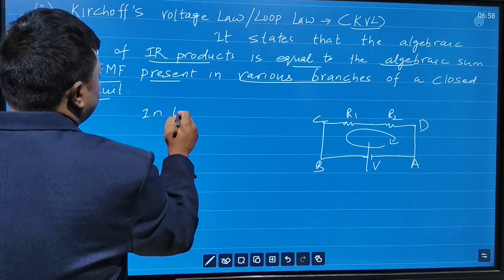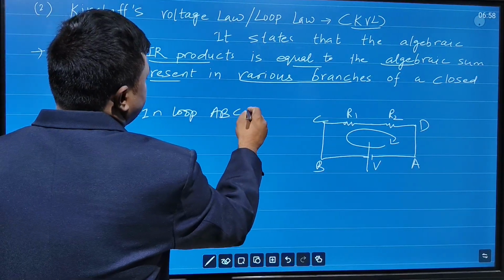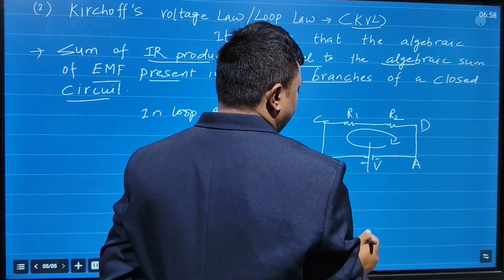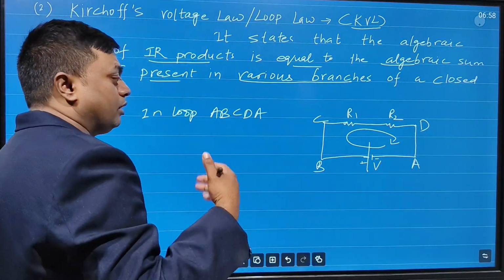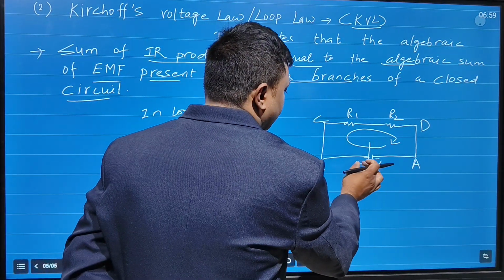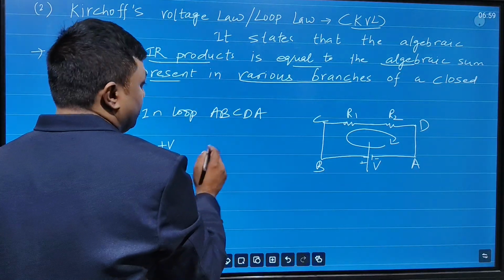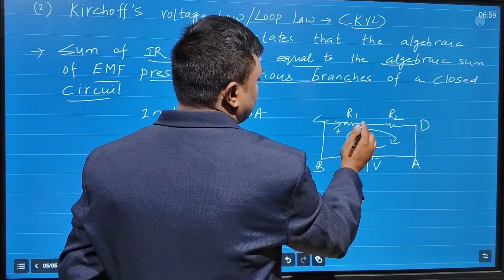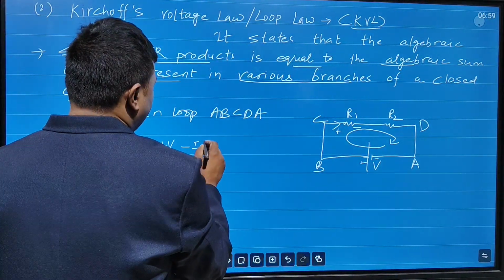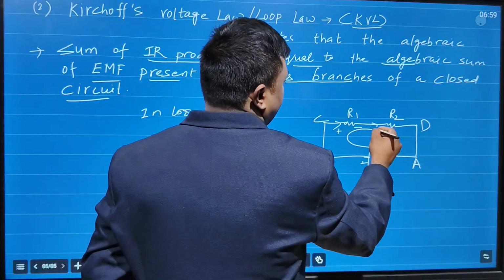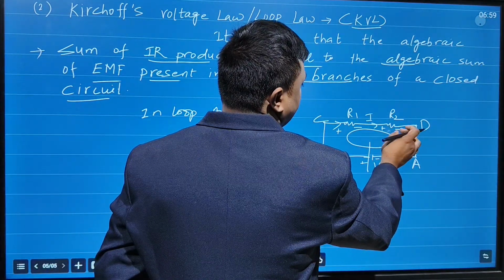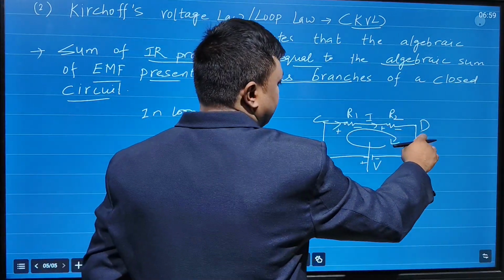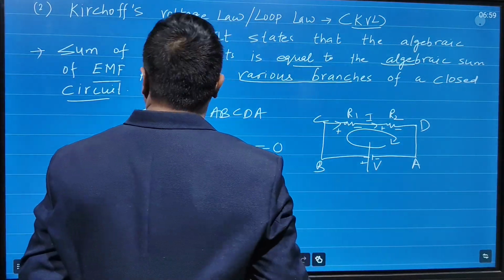So in loop A, B, C, D, A, when you move from negative to positive, we have to consider the sign. So we write plus V. Now whenever current flows through the resistor R1 from plus to minus, there is a drop in potential, so the sign is minus I R1. Similarly, current I passes through R2, from plus to minus, so the sign is minus I R2. Is any other resistor or EMF there? No. So that is equal to 0.